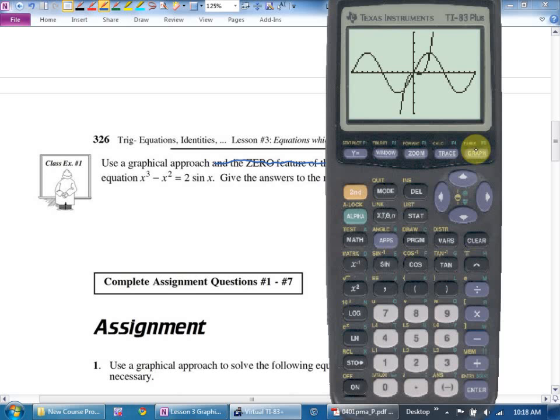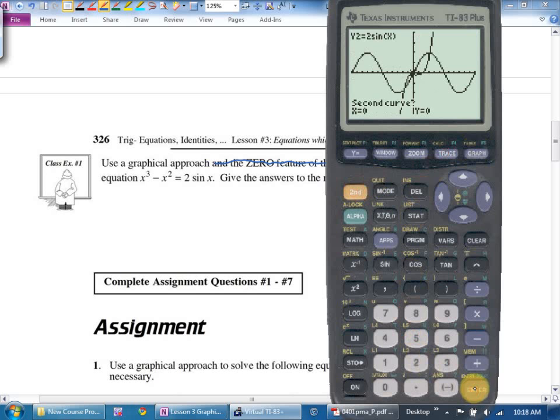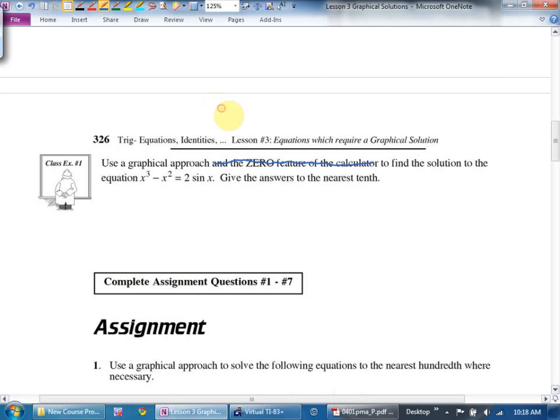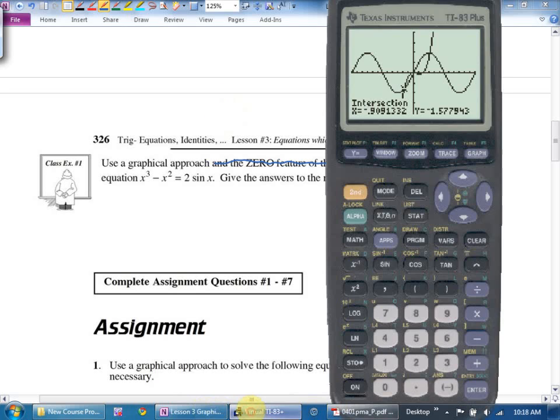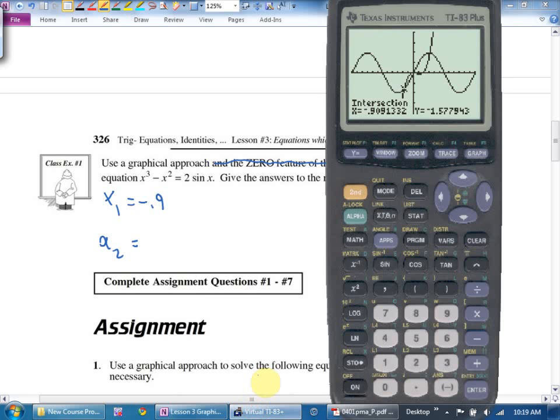First one, second function, calculate. First curve, second curve. And let's find the first one, which is over here. Negative 0.9. What does it say? Give answers to the nearest tenth. So I guess this is going to be negative 0.9. X1 equals negative 0.9. X2 equals, I think, 0, but I'm not quite positive. I'll double check.